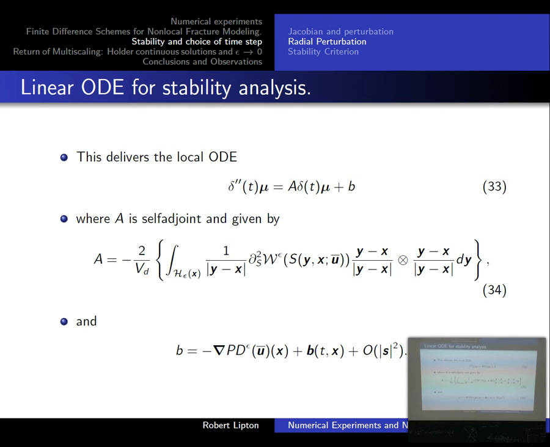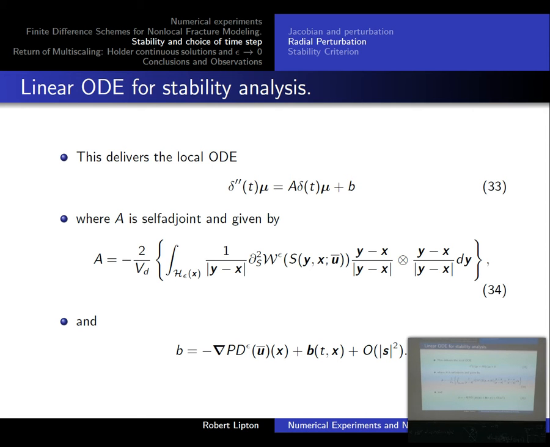So under this perturbation, we have a local ODE. This is a fixed vector, we have a stability matrix multiplying this vector and this function of time, and this is the right-hand side. The stability matrix is actually self-adjoint and given by this rank one integral of a rank one matrix here, multiplied by this prefactor, which indicates the stability or instability of our bond potential, and B is the right-hand side. So this is our system. And now we're interested in understanding what delta does, because that will tell us what S does for this particular perturbation that we took, the radially symmetric perturbation.